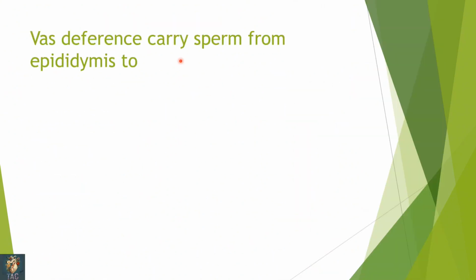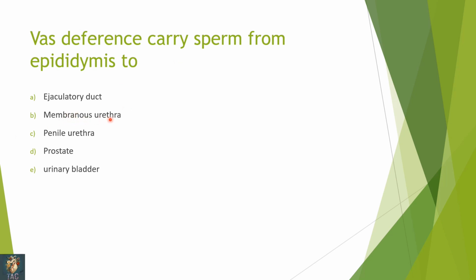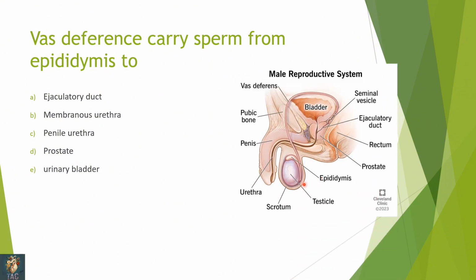The vas deferens carries sperms from the epididymis to the ejaculatory duct, the membranous urethra, the penile urethra, the prostate, or the urinary bladder. So here in this diagram you can see that the sperms are carried from the epididymis to the vas deferens. Here you can see this is the course of the vas deferens, and this vas deferens enters into the ejaculatory duct, which then enters the prostatic part of the urethra. So the correct option over here is the ejaculatory duct, because the vas deferens carries sperms from the epididymis to the ejaculatory duct.